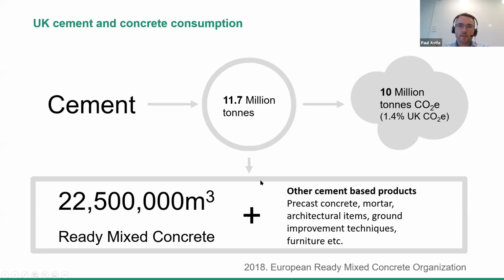And that gets turned into a mixture of ready mixed concrete and then other cement-based products. And that's also not to be discounted, because actually about 50% of cement goes into mortars and architectural items and all kinds of other things as well. But we tend to focus on the ready mixed concrete aspect of it. And this is 22.5 million cubic meters. So again, a huge number, about 0.3 cubic meters per person in the UK. So a huge amount of concrete.